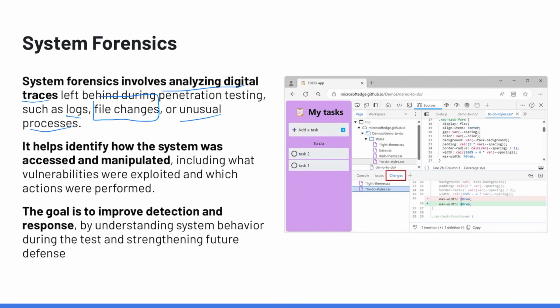We'd be doing this in order to identify how the system is accessed or manipulated and what vulnerabilities are exploited. And the ultimate goal of system forensics is to improve detection and response. So if we're doing system forensics after a security team has completed a simulated cyber attack on a system, then we'll get an idea of what specific changes are going to be recorded during a cyber attack. So how the logs are going to be changed, what files are going to be changed.